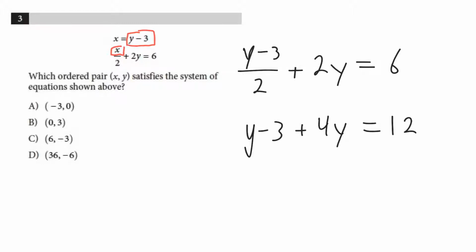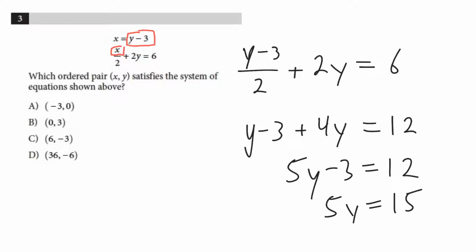Alright, combine like terms, we get 5y minus 3, and then add 3 to both sides. We get 5y equals 15, and then finally divide by 5. We see that y equals positive 3. And we see that there's only one solution where y equals 3. That'd be B.